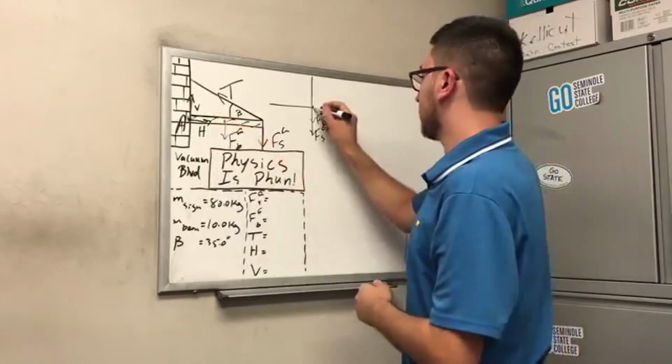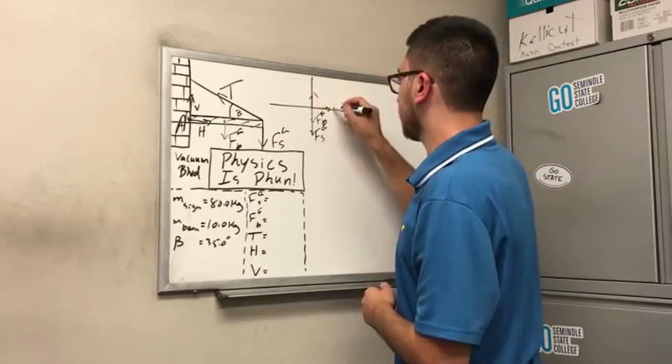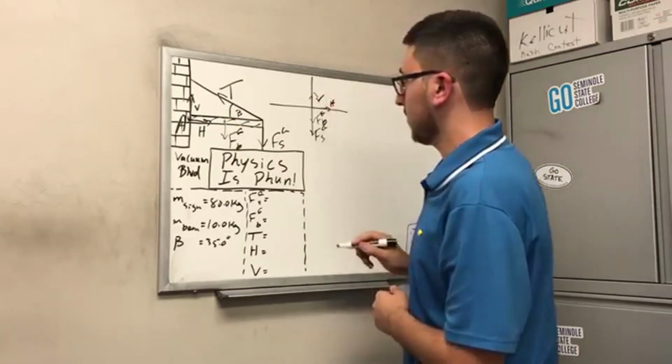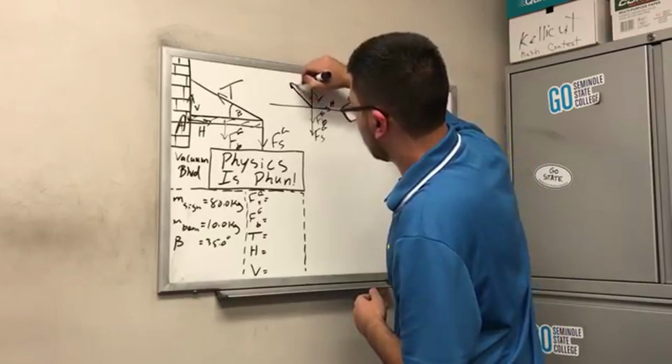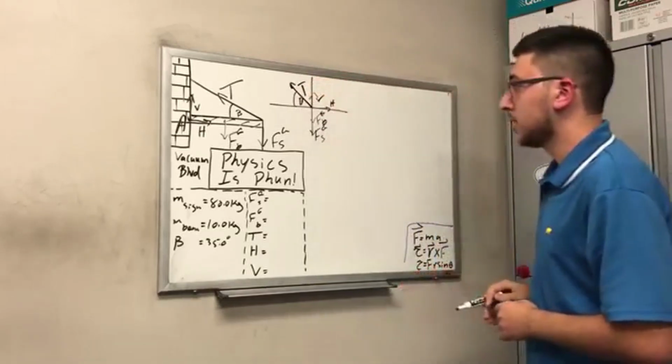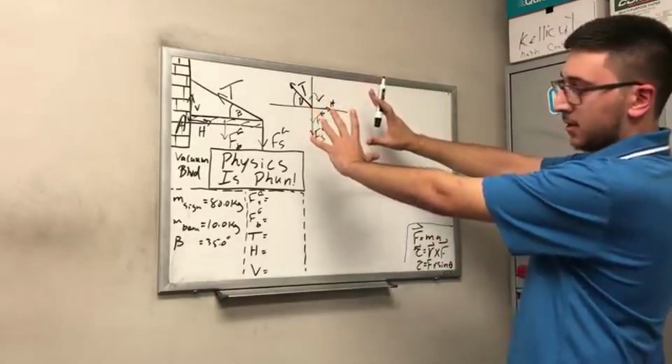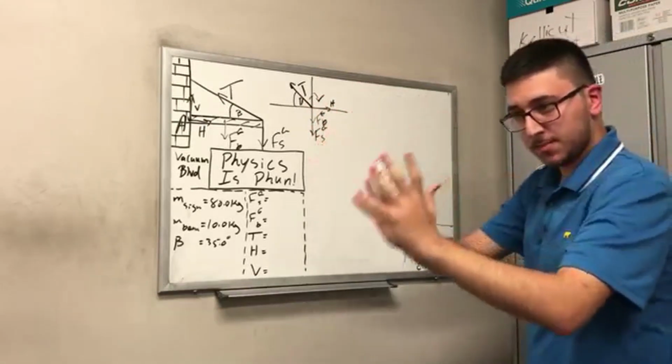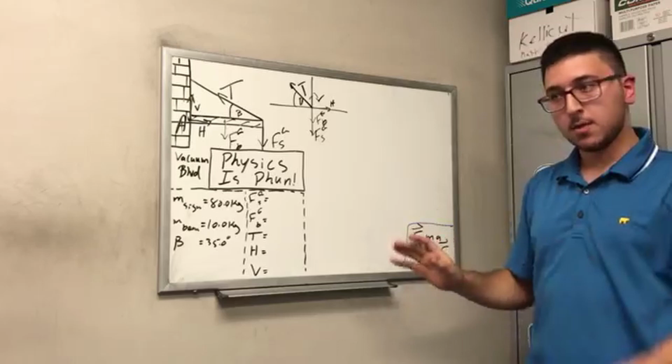We also have our horizontal and vertical components of the force, and the tension with angle beta. So these are all of the forces acting on our system. Now there's some people who can take this diagram and move on forward.